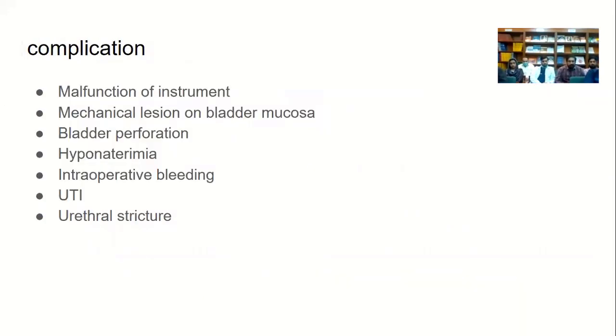Complications: malfunction of the instrument, mechanical lesion on the bladder mucosa, bladder perforation, hyponatremia because of the irrigation, intraoperative bleeding, urinary tract infection, and urethral stricture are the most common complications associated with it. Then on discharge, we again advise the patient about the follow-up plan. After 6 hours of the general anesthesia, we allow the patient orally. We can remove the Foley's on the same day and then discharge the patient and follow up in the OPD.